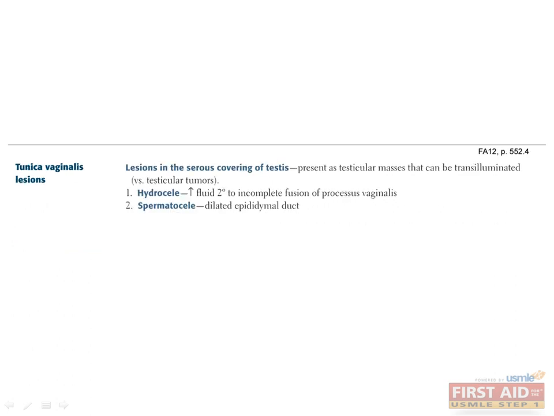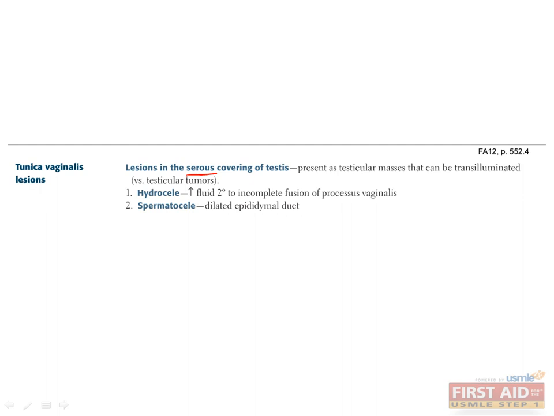Tunica vaginalis lesions are lesions that occur in the serous covering of the testes and present as a testicular mass, so of course the concern here would be cancer. If a patient comes to you with an enlarged testicle after palpation, what's the next test you should do? The initial test should be transillumination. While tunica vaginalis lesions can be transilluminated, testicular tumors cannot. So let's take a look at a couple of these lesion types.